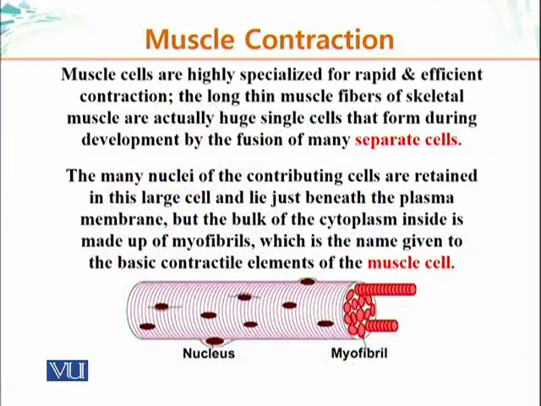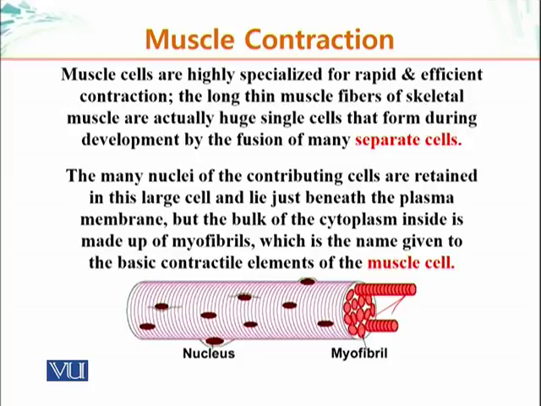First of all, muscle cells are highly specialized for rapid and efficient contraction. The long, thin muscle fibers of skeletal muscle are actually huge single cells that form during development by fusion of many separate cells. These huge multinucleated cells form by the fusion of muscle cell precursor cells, which, as I mentioned, are referred to as myoblasts. In adult human, a muscle cell is typically 15 micron in diameter.